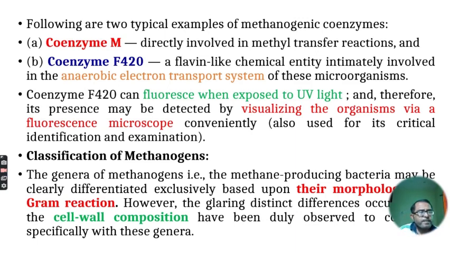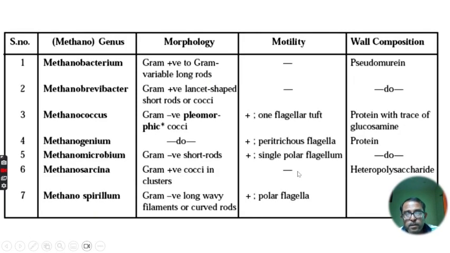Now, when the classification of this methanogenic bacteria is carried out, it is majorly based on their morphology and their Gram reaction. Here, cell wall composition of this bacteria is also taken into consideration while classifying this methanogenic bacteria. So, this methanogenic bacteria are divided into 7 different genera.